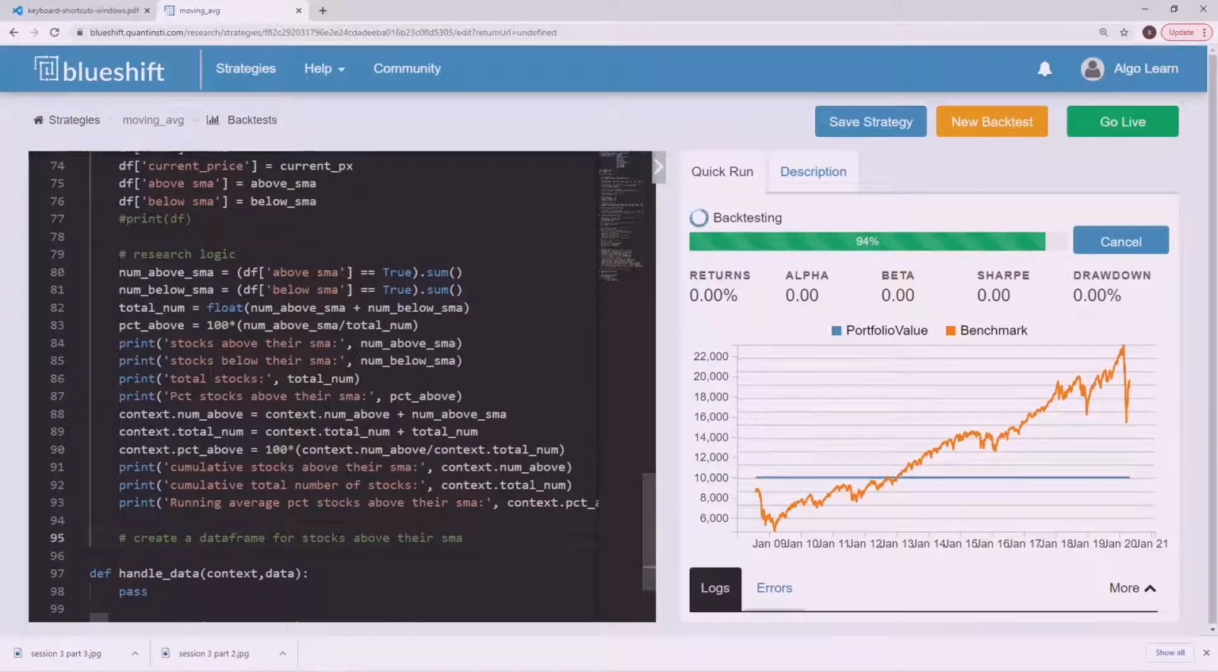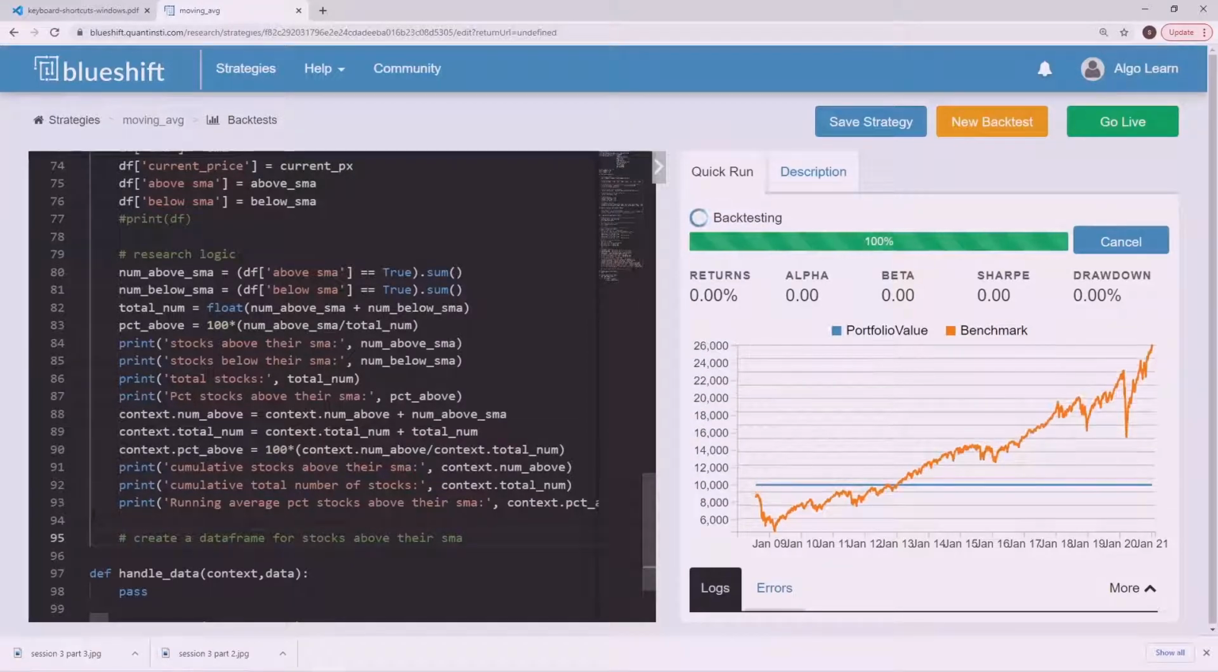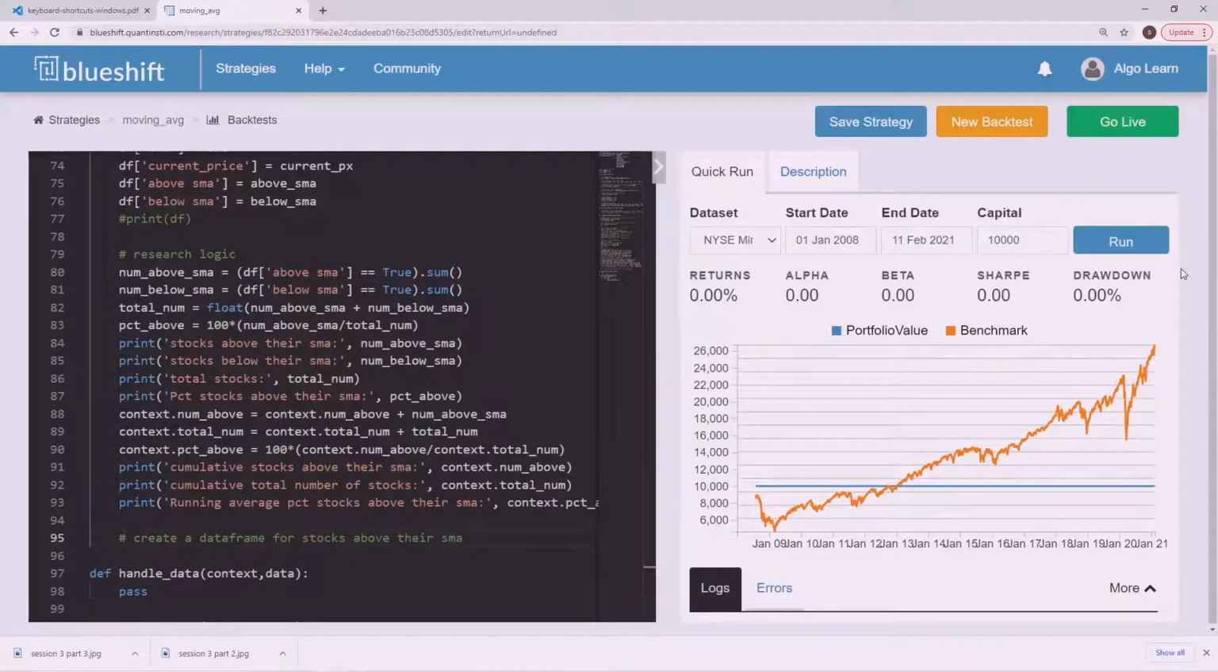There goes the pandemic drop. And then the V-shaped and swoosh recovery. And here we go. All right. 100% done. Okay, so here we are. The back test is done.